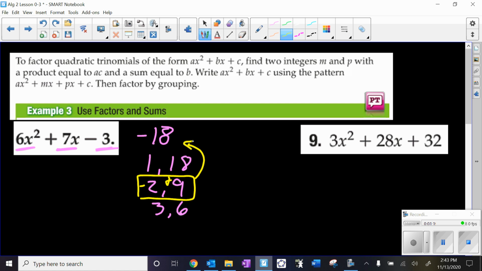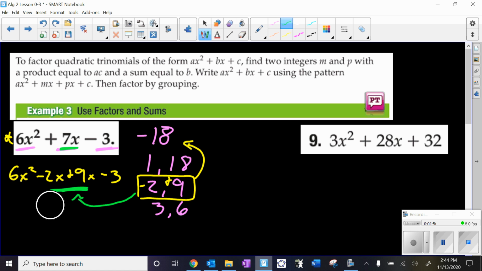What I'm going to do with those factors is split my middle term and rewrite my original as 6x squared minus 2x plus 9x minus 3. So all I did was rewrite this 7x as negative 2x plus 9x using my factors that I came up with.